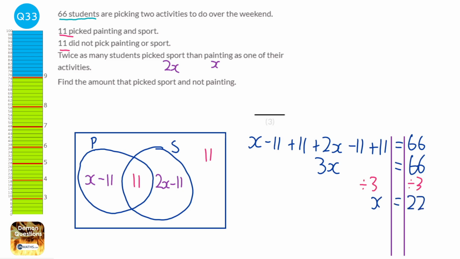So if we go back to our Venn diagram now, we can fill in the blanks. So instead of X minus 11 there, we've got 22 take away 11, which is just 11. Instead of 2X minus 11 there, we've got 22 times 2, which is 44, take away 11, which will be 33. So it says, find the amount that picked sport and not painting, which is this 33 here.